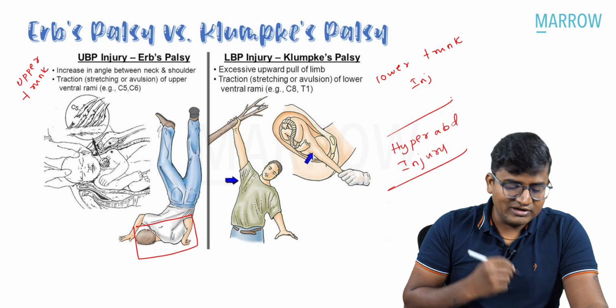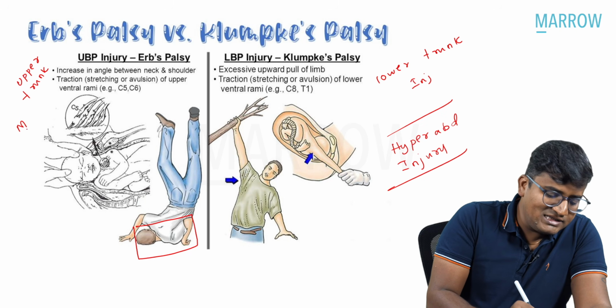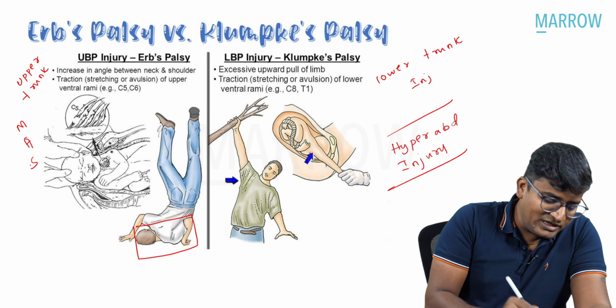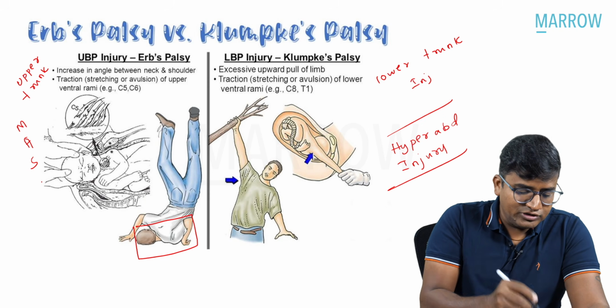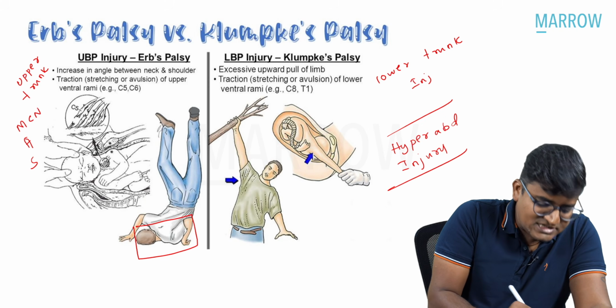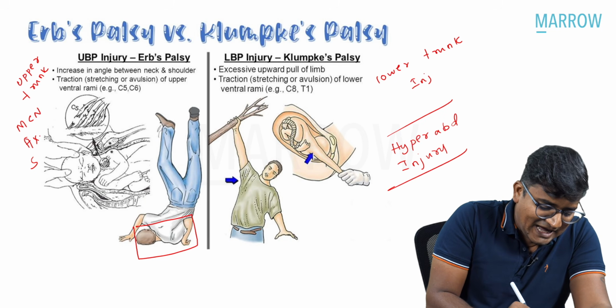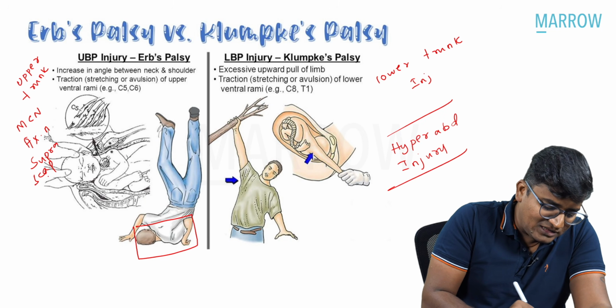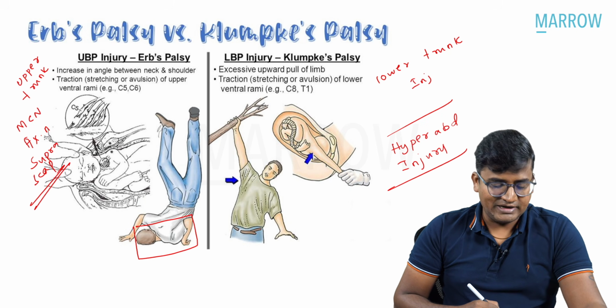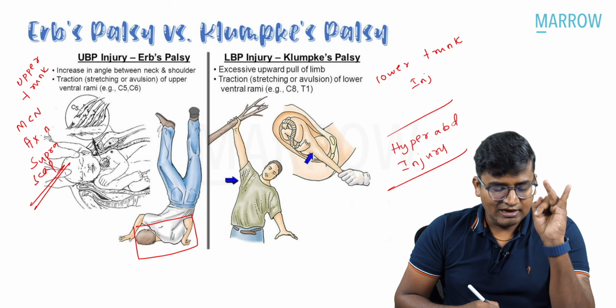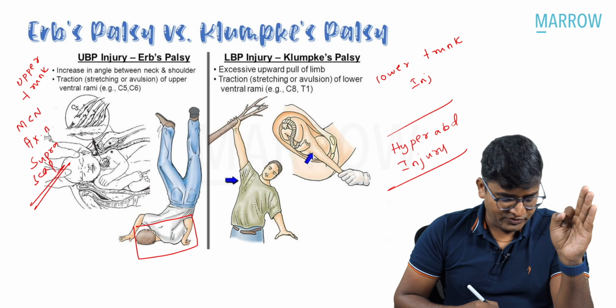Now what are the nerves affected in Erb's palsy? Mainly 3 nerves are affected. The mnemonic is MAS or massage, whichever you like. M is the musculocutaneous nerve, A is the axillary nerve, S is the suprascapular nerve. These are the nerves affected in the upper trunk injury, Erb's palsy.